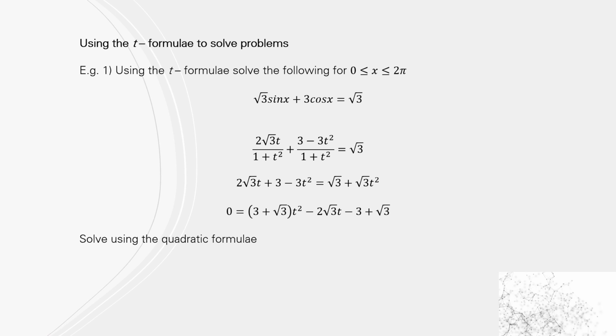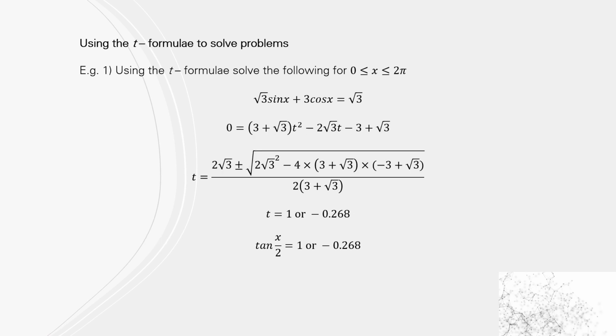So on the tops we get 2 root 3 t plus 3 minus 3t squared. We're then going to multiply by the 1 plus t squared over to the right hand side, and then equate to 0, collecting all the terms for t squared, t, and the common term at the end. And then we're going to just solve using the quadratic formula. Substituting those into the quadratic formula and solving for t, we get t equals 1 or minus 0.268, but remember we're using the t formula, so tan of x on 2 equals both of those.